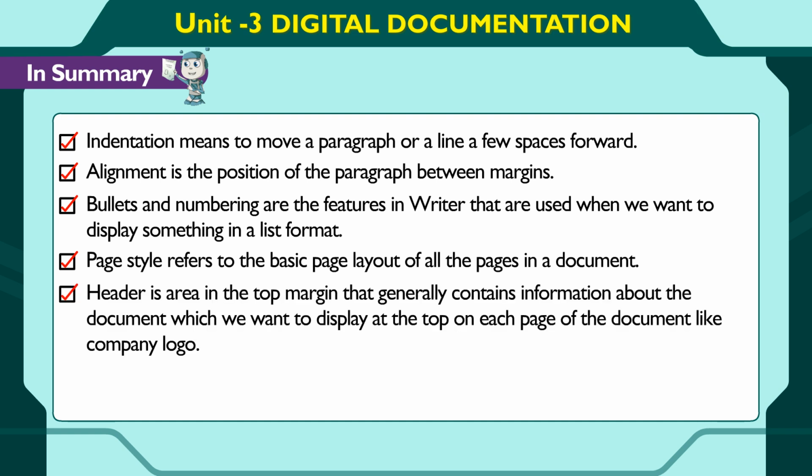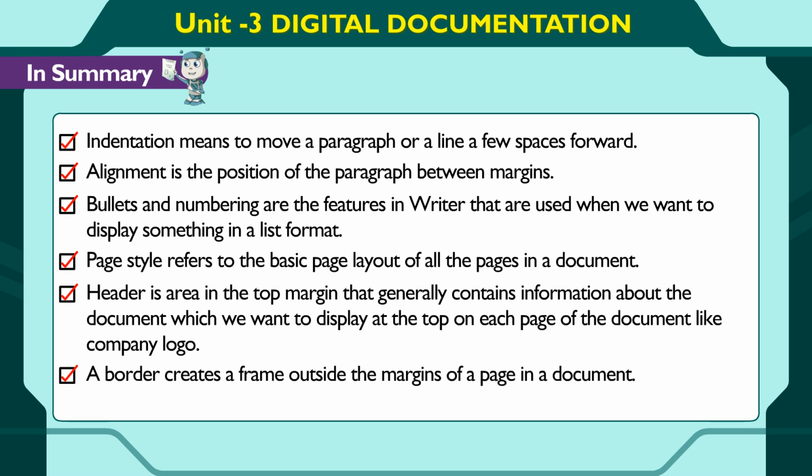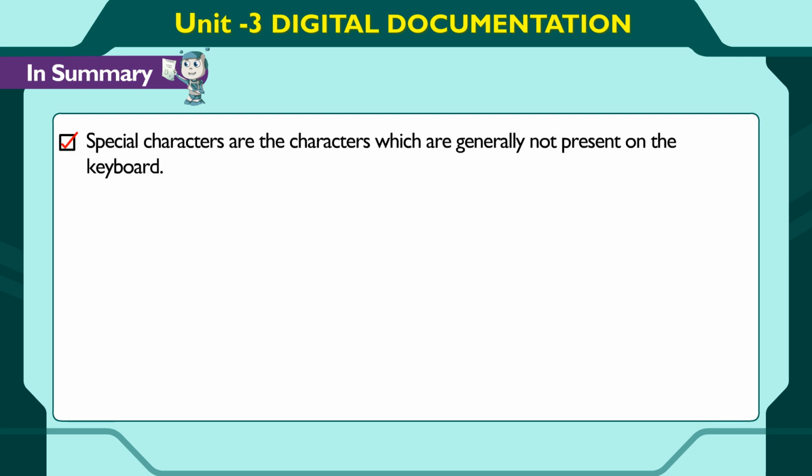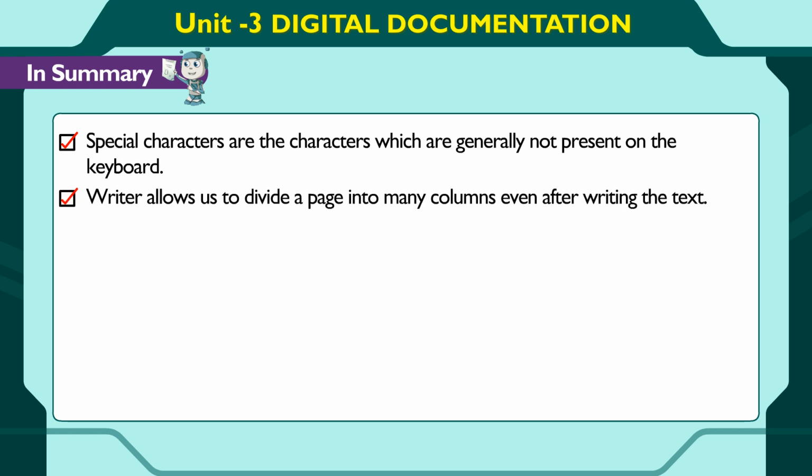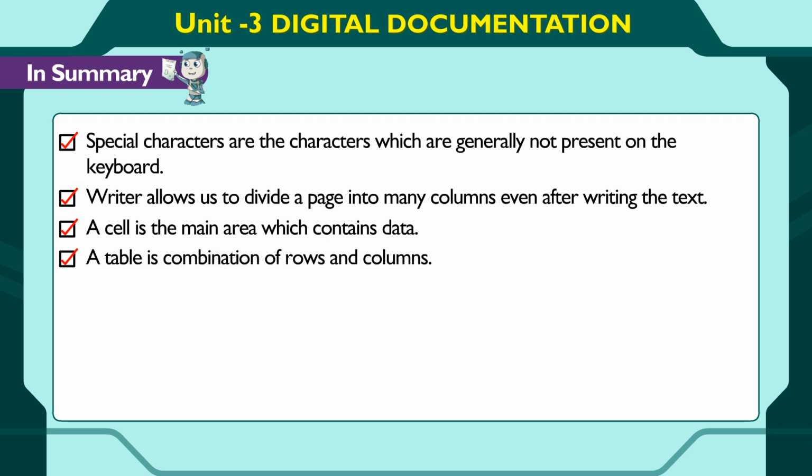Header is area in the top margin that generally contains information about the document which we want to display at the top on each page of the document, like company logo. A border creates a frame outside the margins of a page in a document. Special characters are the characters which are generally not present on the keyboard. Writer allows us to divide a page into many columns even after writing the text. A cell is the main area which contains data. A table is combination of rows and columns.